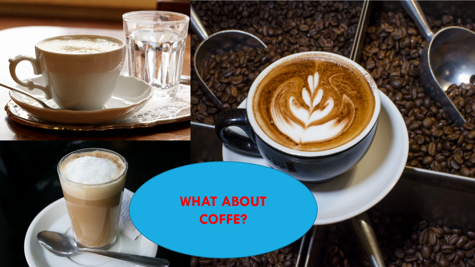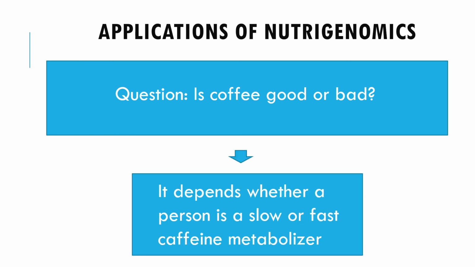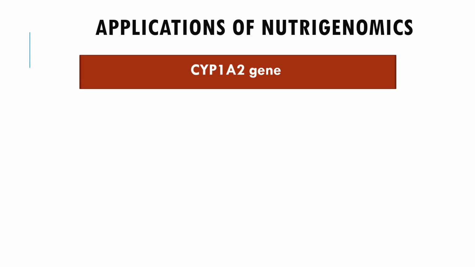And then the last one is about coffee, right? So is coffee good for you? We may not need to remember the name of the allele, but we should be able to determine whether coffee is good or bad for a person, and what makes it good or bad. Well, it depends on whether you are a slow or fast caffeine metabolizer. And it's as simple as doing a nutrigenomic biomarker check, which is quite common nowadays, for your CYP1A2 gene, right?